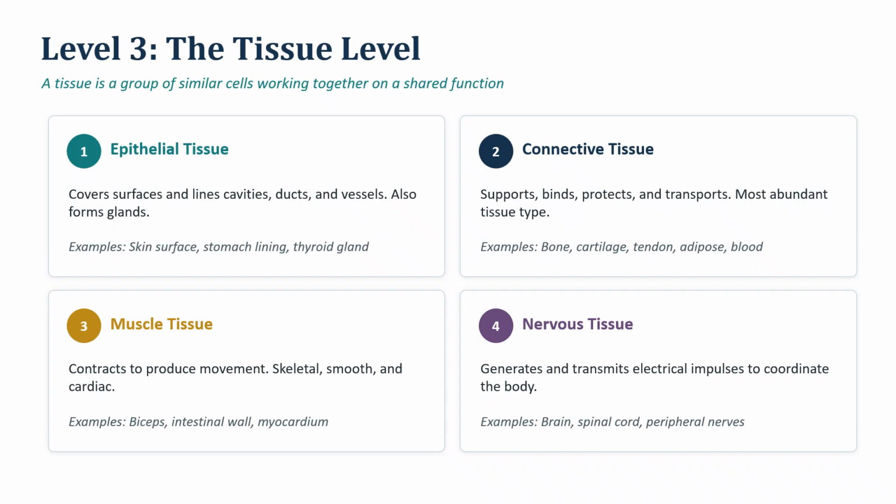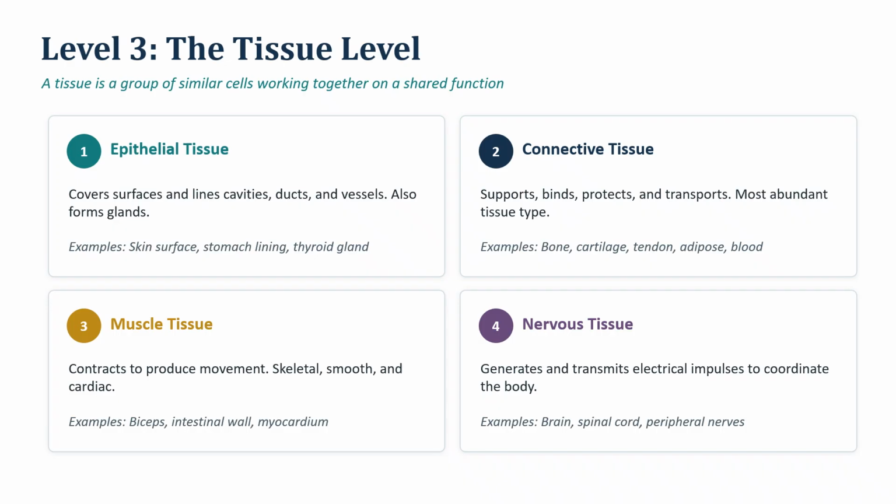Step 3 is the tissue level. Tissue is a group of many similar cells, along with the material between them, that work together on a shared function. There are exactly 4 basic tissue types in the human body, and you need to know all 4 well because they come up constantly.